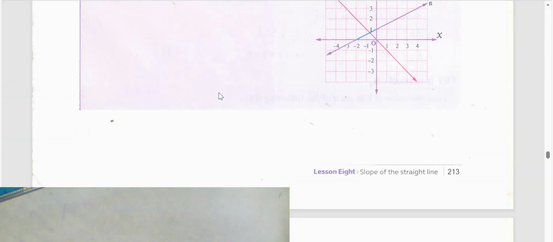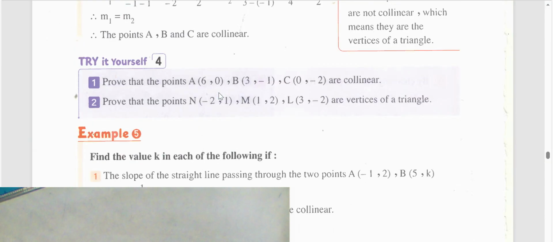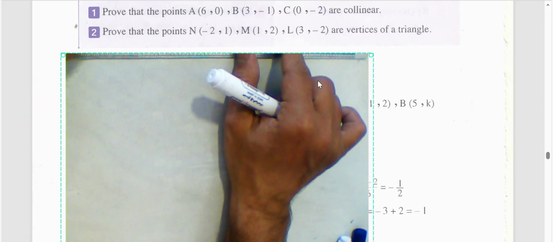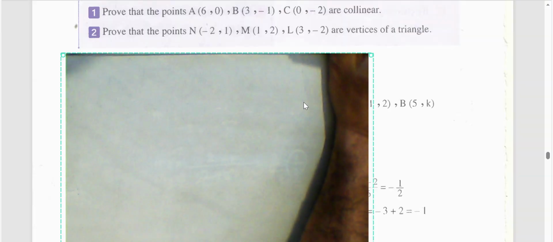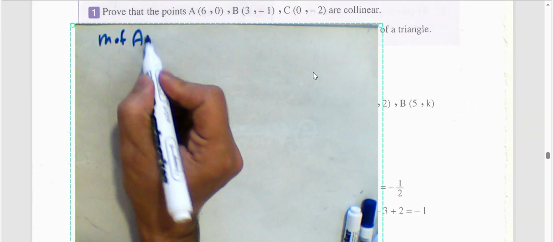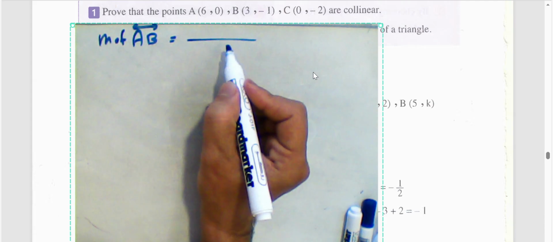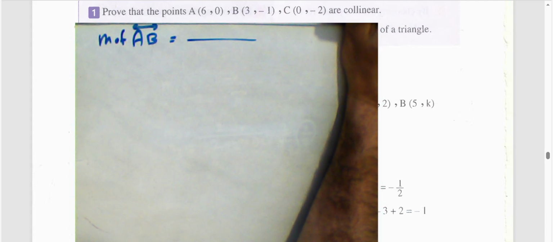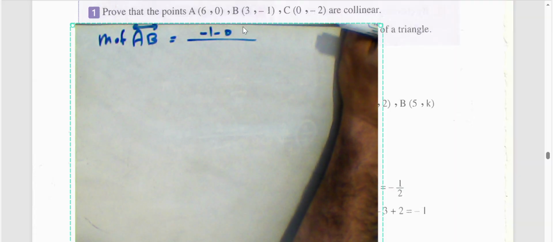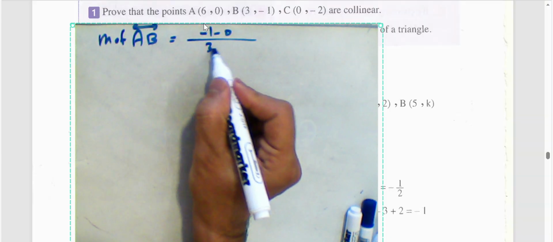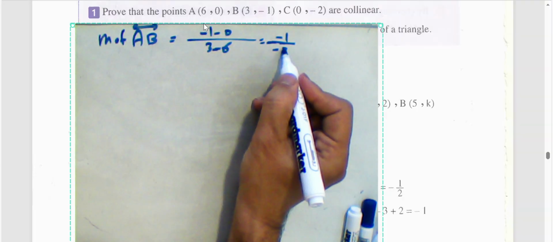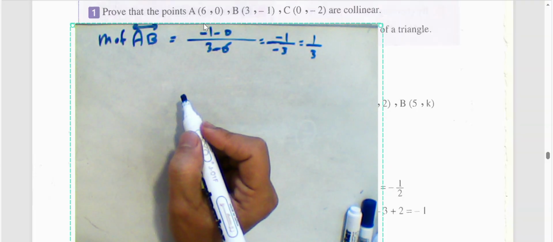Next question. Prove that the points A, B, C are collinear by using the slope. We can prove that by finding the slope of AB. This is question number 1. We find the slope of AB. A and B, we can write -1 minus 0 over 3 minus 6. -1 minus 0 will be -1, and 3 minus 6 is -3. The result will be 1 over 3.